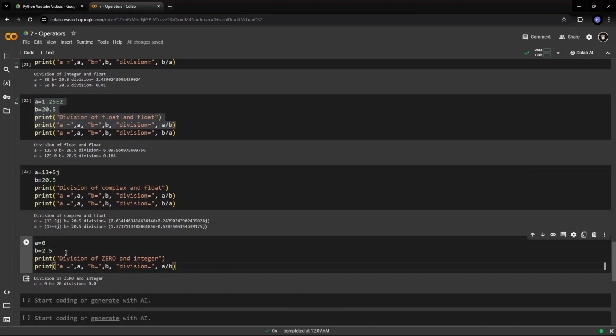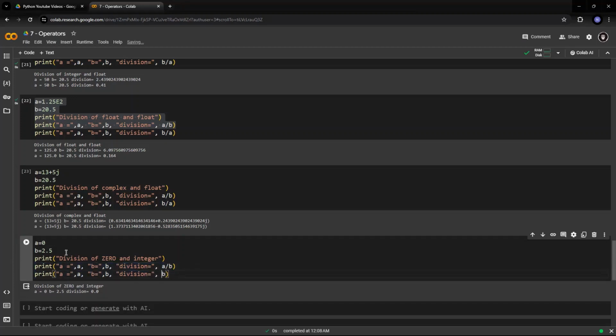You have a equals 0, b equals 2.5, and I'm dividing a divided by b. Should come up with an error. Division of 0. I'm doing something wrong. Okay, b, you cannot divide by b. Okay, you cannot divide by 0. I'm very sorry. That's why I'm dividing by 20, which would give me a 0. But by dividing 20 or any integer or float by a 0, it will give me an error.